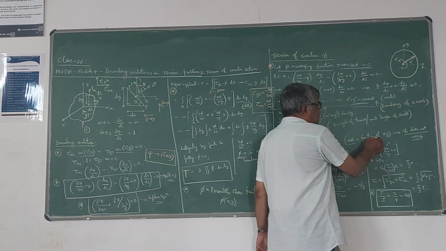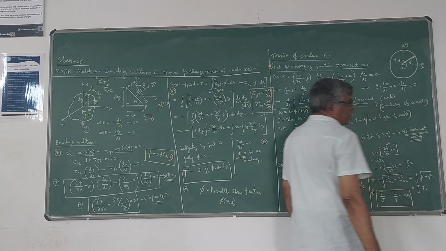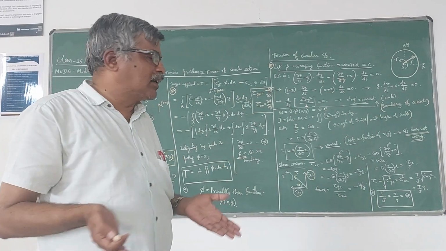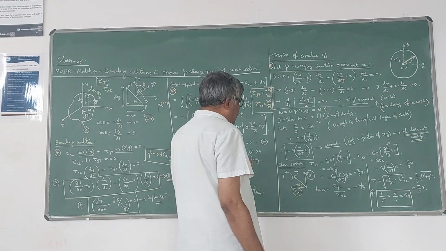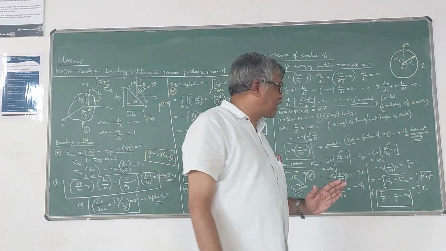So that means it's not a function of x and y. Thus the cross section does not warp. So there is no warping in the case of a circular cross section. It is independent of x and y. Now from this we can always calculate the shear stresses that are induced in a circular section.